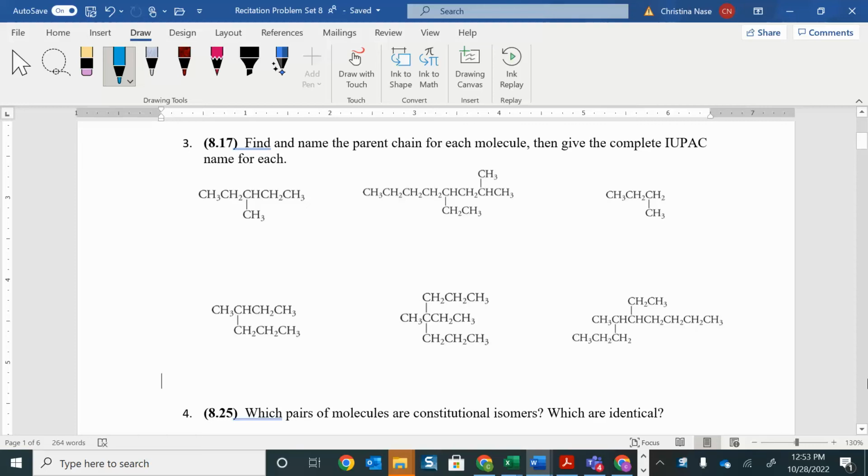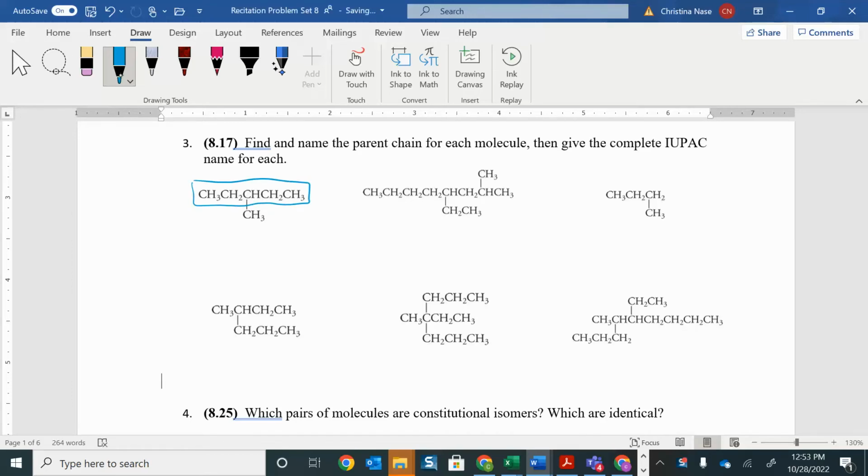See some of these compounds. So when we're naming alkanes, the first thing we want to do is find the longest continuous carbon chain. So for this one, we can see we've got 1, 2, 3, 4, 5 carbons. So I'm going to put a box around the longest continuous chain.